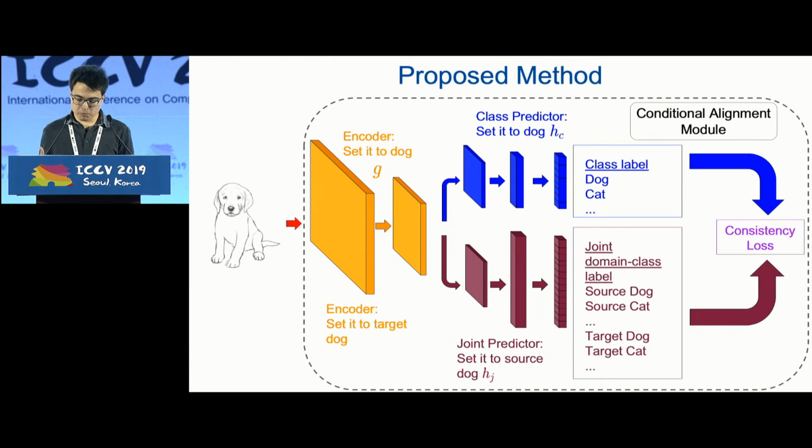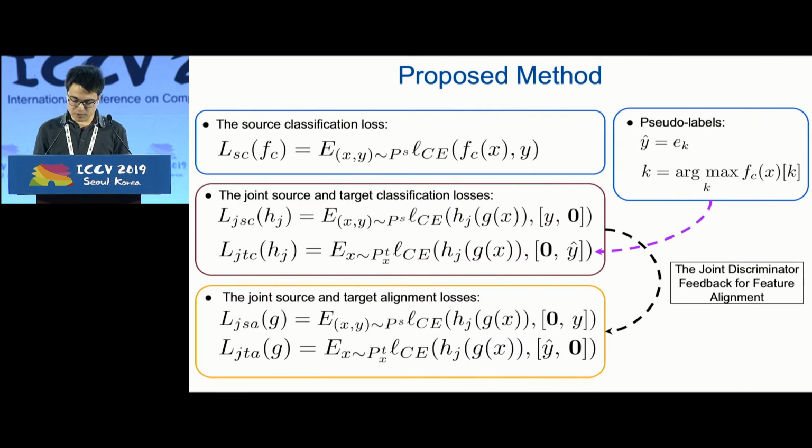Therefore, we need a separate mechanism to provide pseudo labels to the target samples to be aligned by the joint predictor. For this, we train another predictor that we call the class predictor, outputting only the class labels. And the class predictor is trained on both the source data using ground truth labels and the target data using semi-supervised learning regularizers, or SSL regularizers. Then the joint predictor can be trained with the classification nodes using the ground truth labels for the source data and pseudo labels y hat, which come from the class predictor for the target samples.